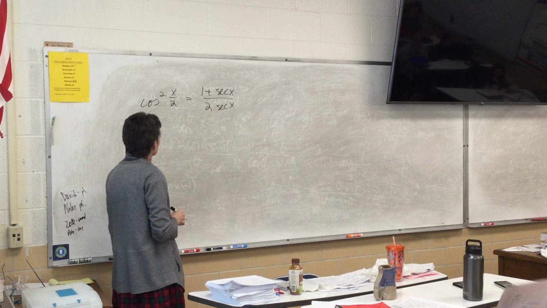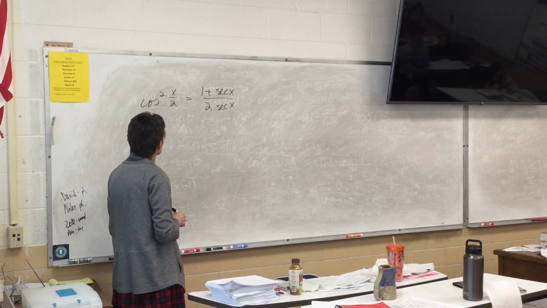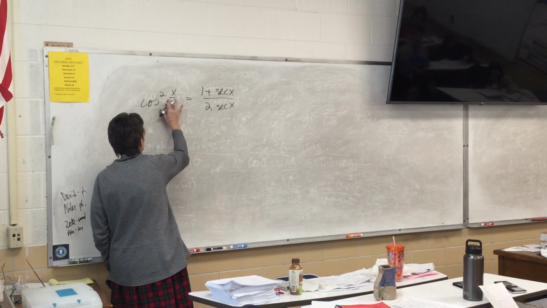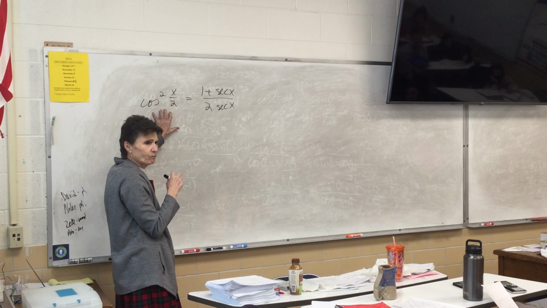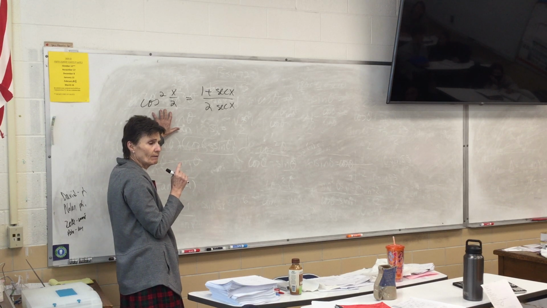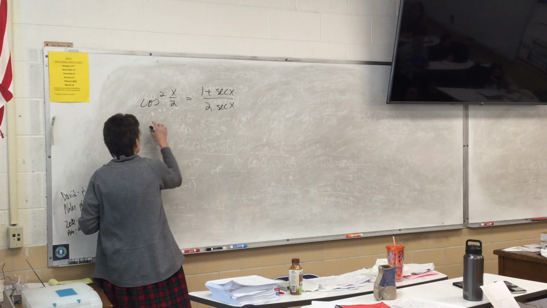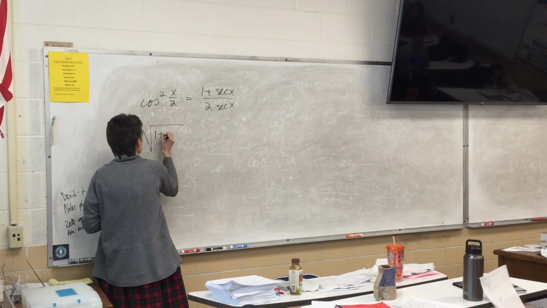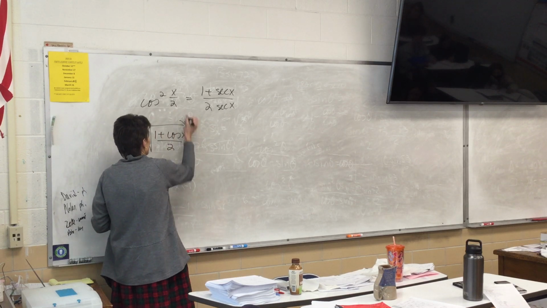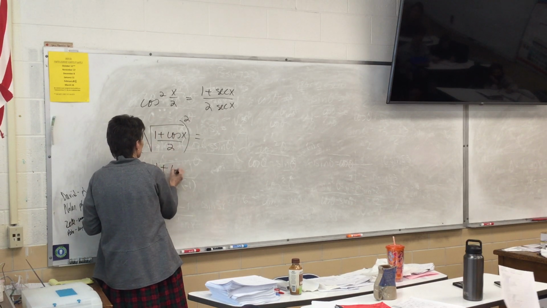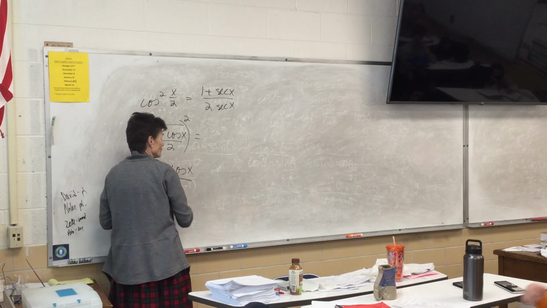Well, there's a couple of things. I don't really care which side you work on. This side kind of intrigues me because don't I have a formula for the cosine of x over 2? My formula for the cosine of x over 2 is this, but it's squared. So basically I just have 1 plus cosine x over 2, right?